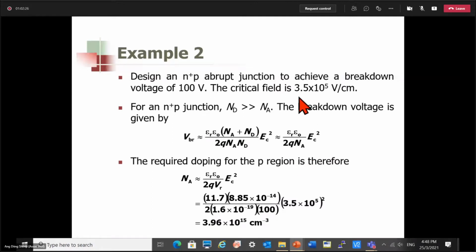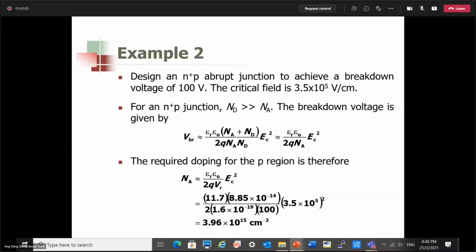So in this exercise, we want the breakdown voltage to be 100 volts. Given the critical electric field, we can therefore determine the required doping concentration on the P side, which is 3.96 times 10 to the power 5 for this example. So we can fulfill this condition where the breakdown voltage is 100 volts so long as we dope the P side to this value, and then we dope the N side much higher than this value, 10 times or more higher. Then the N plus P junction diode that you create will have a breakdown voltage of about 100 volts.